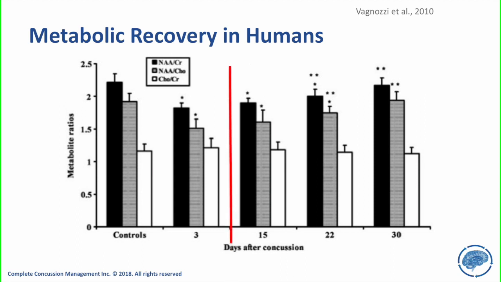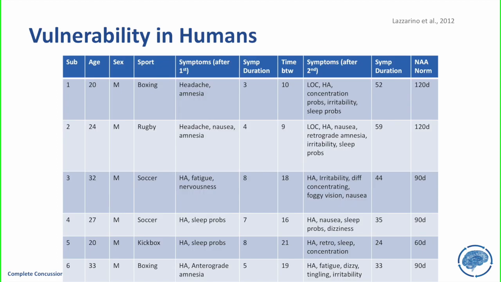Every single patient in this study was asymptomatic by day 8. Most of the people in this study were asymptomatic by day 3. There were a couple of people that were still symptomatic at day 8, and that was it. So you can see here that symptoms don't reflect the recovery of the brain. And relying on a symptom-based approach to make your return to play decisions is the wrong way to do it.